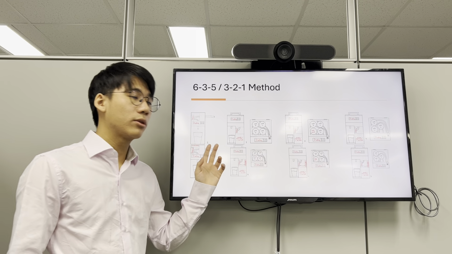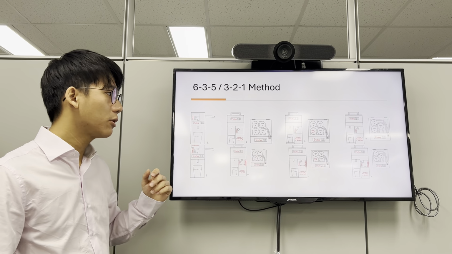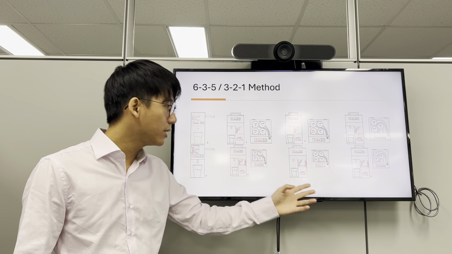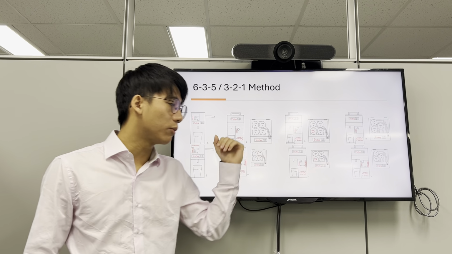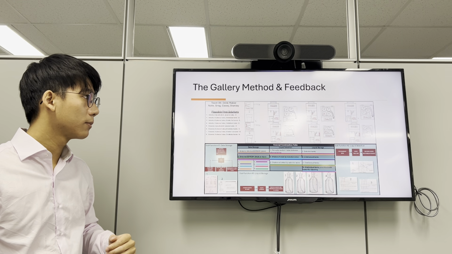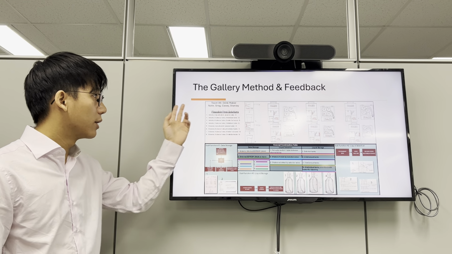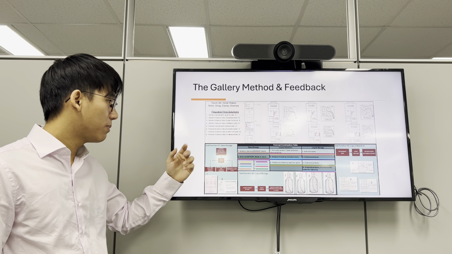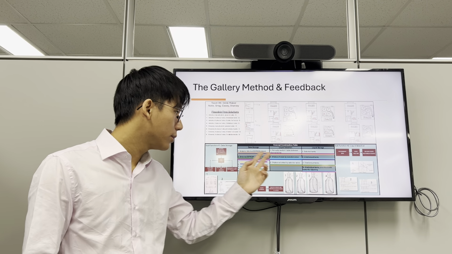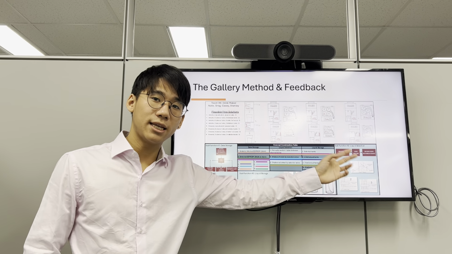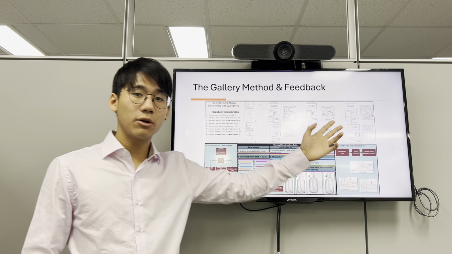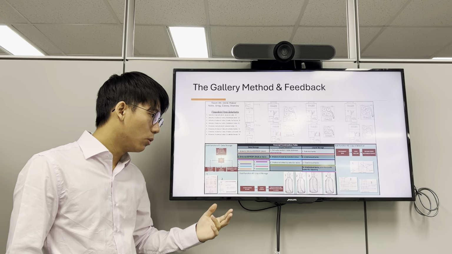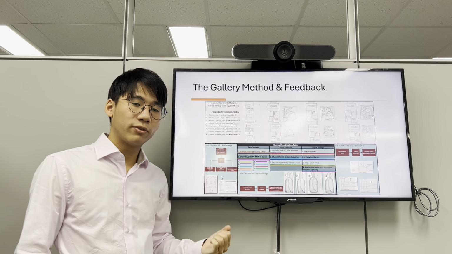By using the 6-3-5 method, we generated 8 possible solutions, 2 from each member, and these are the solutions that we came up with. From the gallery method and the feedback, and by using the concept table with these sub-functions and solutions, we generated this poster to show our results so far.